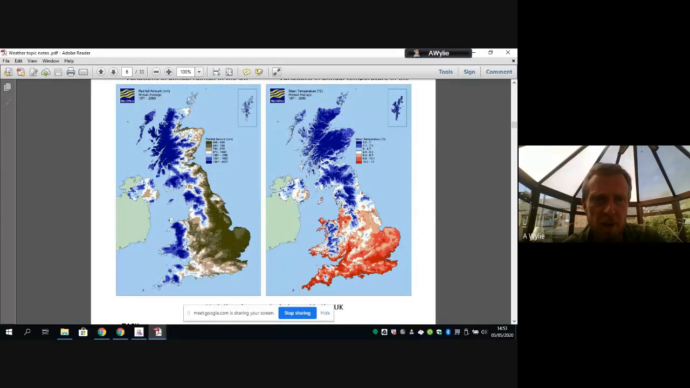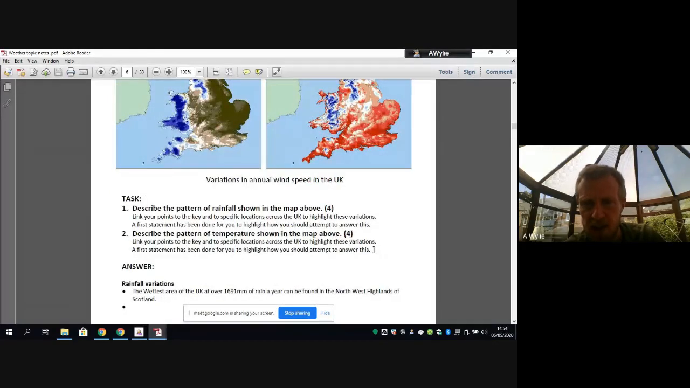And then we've got a very clear pattern in rainfall, an east-west pattern in the United Kingdom, and we've got a much colder region in the north compared to the south of the UK. And for the tasks, you had a couple of questions, both worth 4 marks, and they were being marked by me, Mr. Anderson. You'll have had feedback on those too.